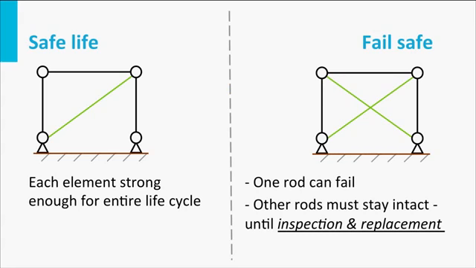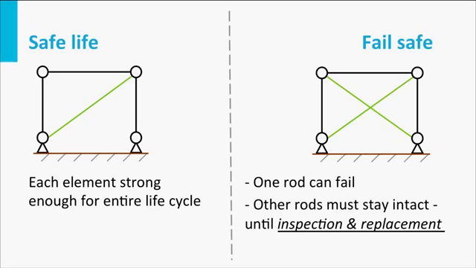The concept with one diagonal bar has just enough bars to carry the loads. If we remove one bar, the truss will collapse. During the service life of this truss, we cannot afford any failure, so the bars should be strong enough to last till the end.